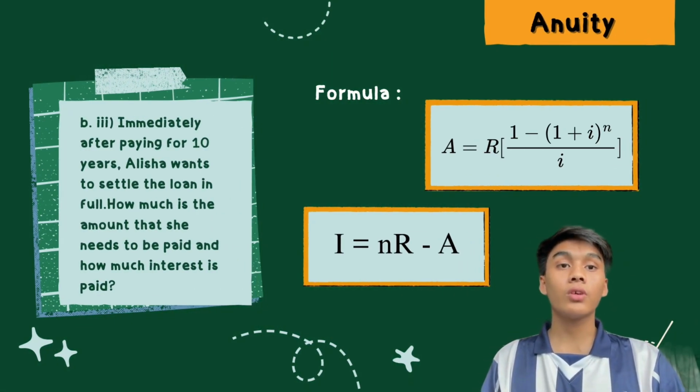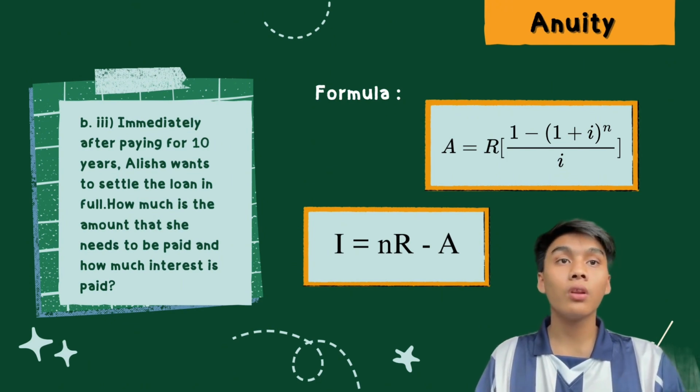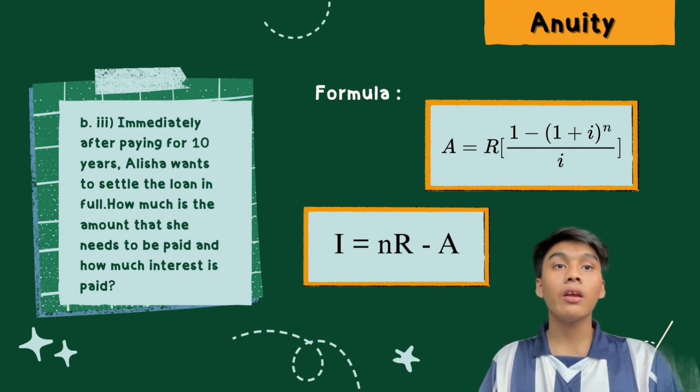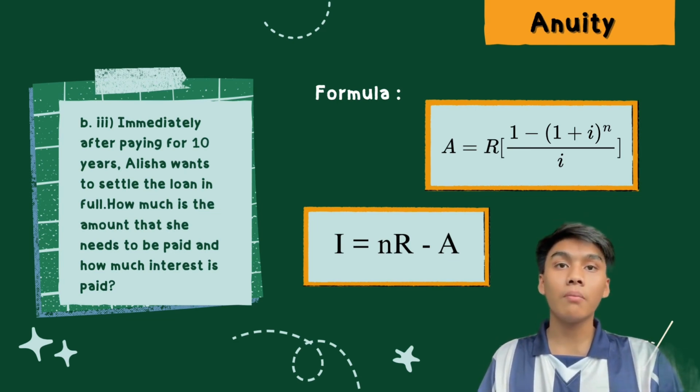For B3, the question says, immediately after paying for 10 years, Alisha wants to settle the loan in full. How much is the amount that she needs to pay, and how much interest is paid? So this question needs 2 answers. First is the amount that she needs to pay, and second, the amount of interest paid.